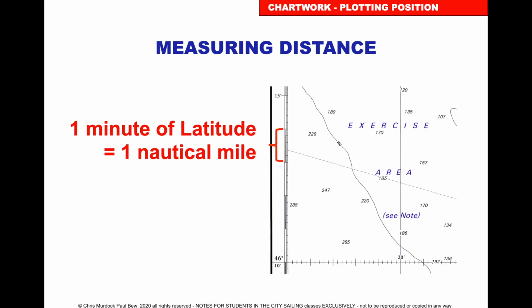When we look at the side of the chart, we see that it's divided up. So this is 46 degrees north, 10 minutes, 11, 12, 13, 14, 15. So between here and here is 5 miles. Each one of these is 1 nautical mile. On your RYA chart 3, it's divided up into 1, 2, 3, 4, 5. So each one of these increments is 0.2.